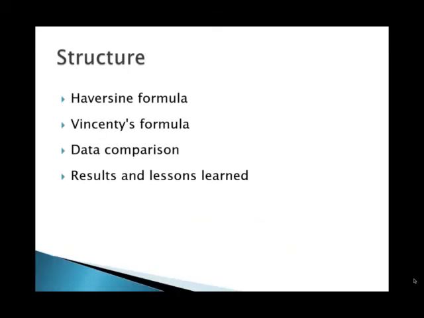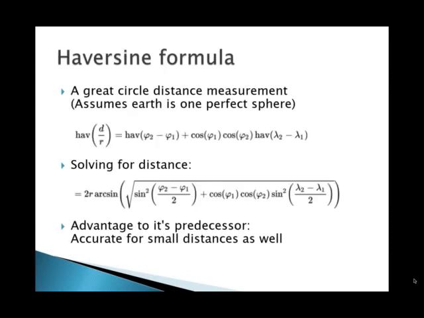Let's move on to the structure. At first, we'll talk about the Haversine formula, and then about the Vincenty formula. Those two are the most commonly used formulas nowadays for calculating distances on a sphere or a spheroid. Then we'll move on to comparing the data that we retrieve from calculating different routes with those two formulas, and we'll end with an overview of the results and the lessons that we learned.